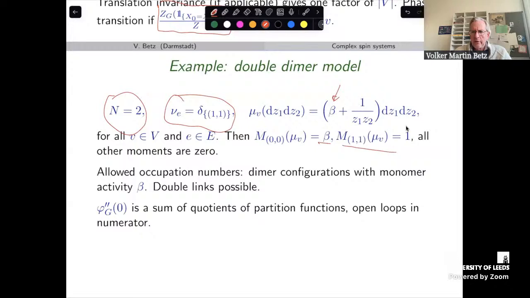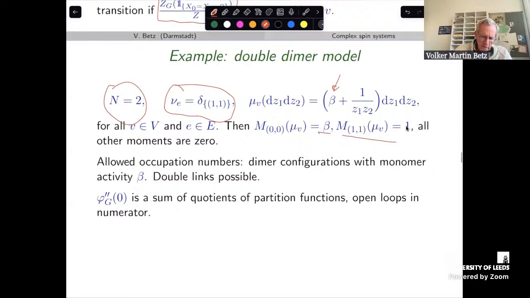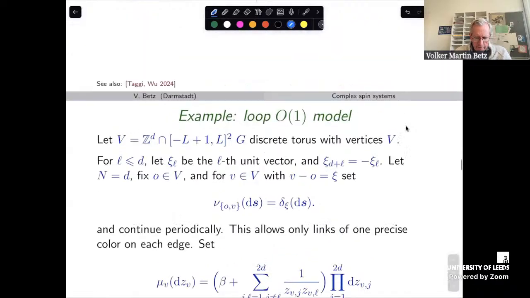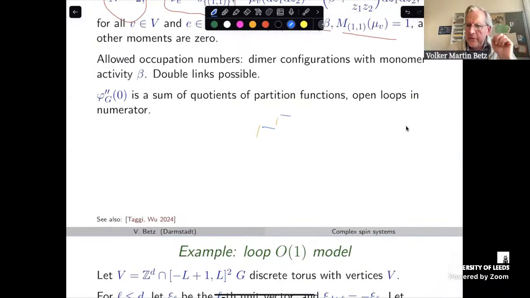Otherwise, you are 0 because it's a product measure. So if one factor is 0, that's 0. So that means you have to have somebody of each color intermittently in order to get non-zero. So you have the combinatorial pictures that you have actually double dimers. And the loop O(1) model is tough because let me give this example still. I'm running out of time much more quickly than I thought.